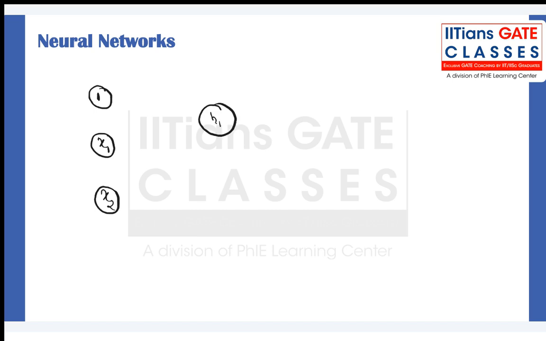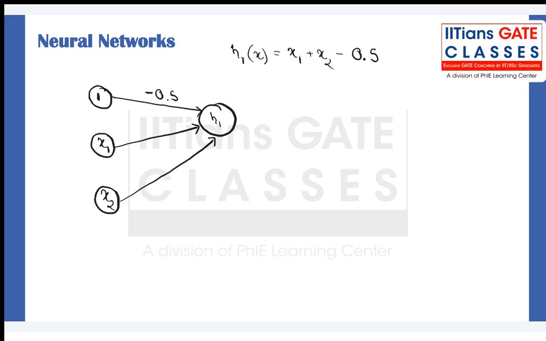How does it learn h1? It will just say h1 of x is nothing but your OR classifier, which is x1 plus x2 minus 0.5. So I can input this and connect this with this, this with this, and this with this, and then the weight of this is minus 0.5, weight of this is 1 and 1. Okay.